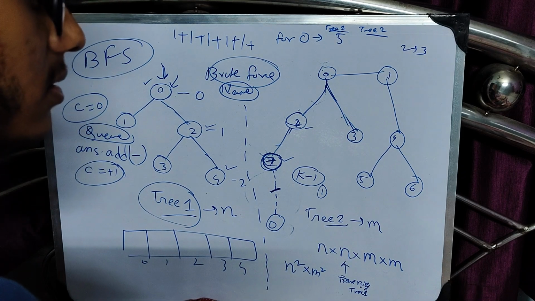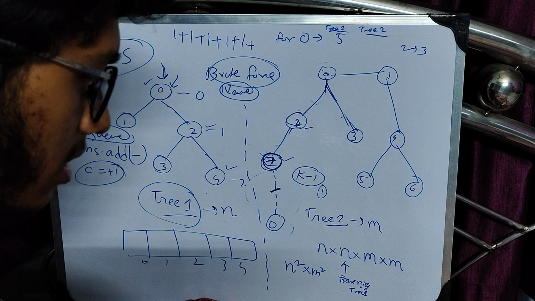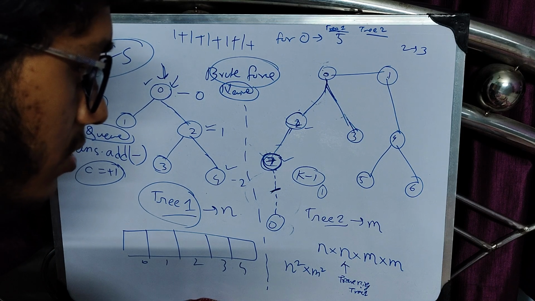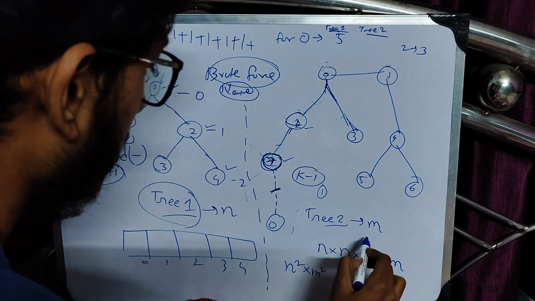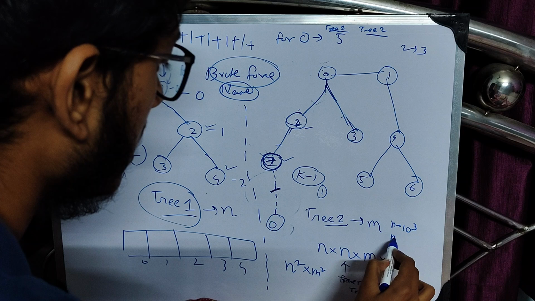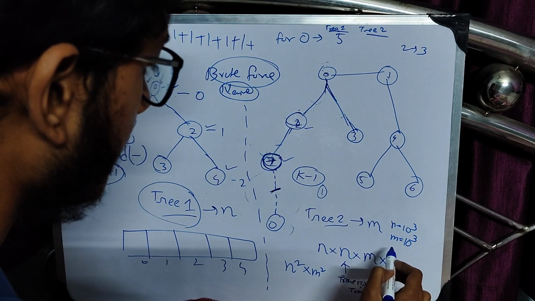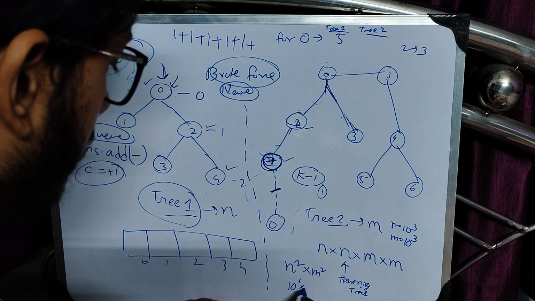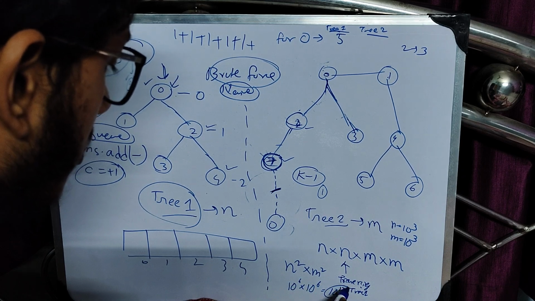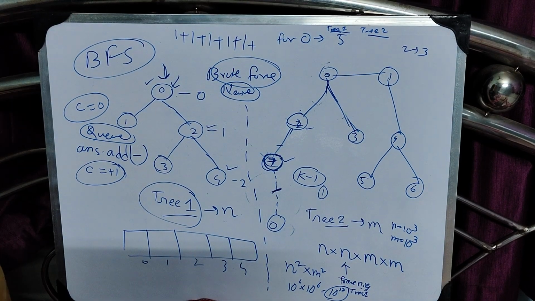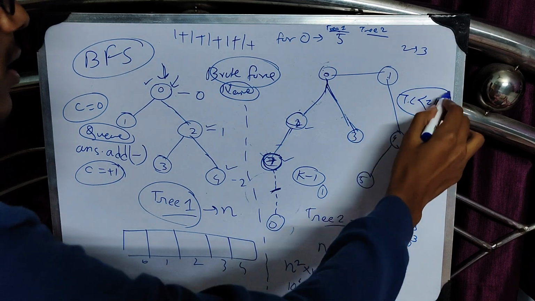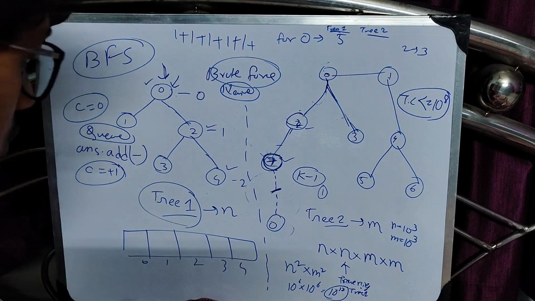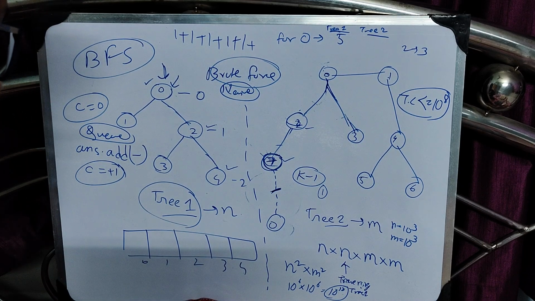Now let's check the constraints. Will it run or not in these constraints? If I talk about the constraints, n is 10 to the power 3, m is up to 10 to the power 3, so 10 to the power 6 into 10 to the power 6, that will be 10 to the power 12. But we know that we should have a time complexity lesser than or equal to 10 to the power 8. So our brute force approach is not going to work in this problem.